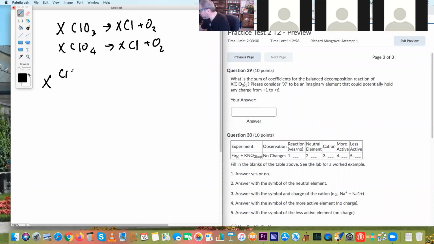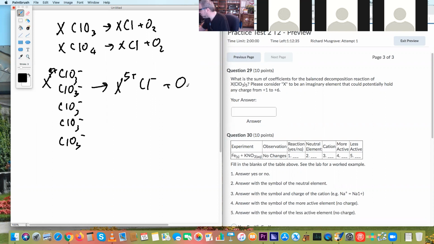So let's apply that to what we're doing here. If I draw a picture of this, we know from the polyatomic ion sheet that chlorate, or ClO3, has a -1 charge. That means that X has a 5+ charge over here. So it becomes X5+ and then Cl- plus O2. And that would be XCl5.